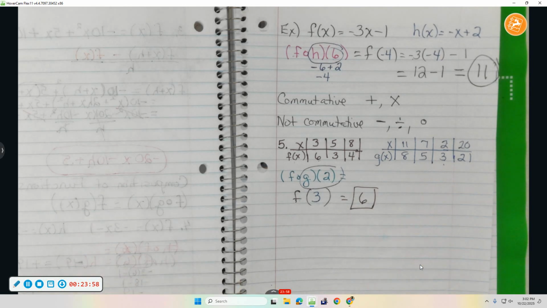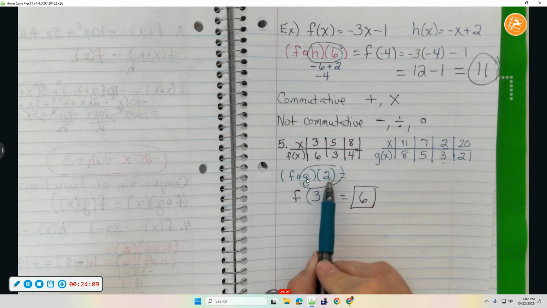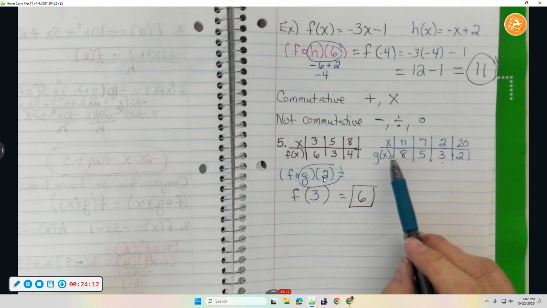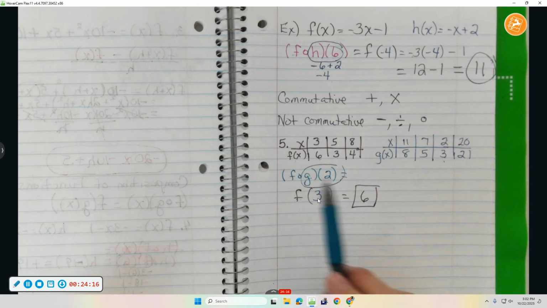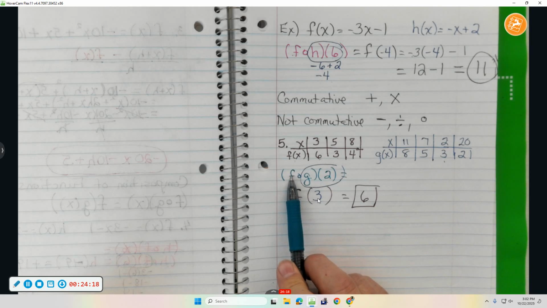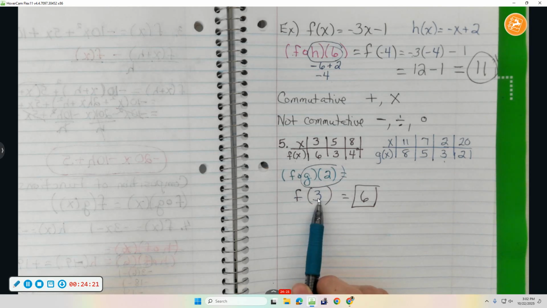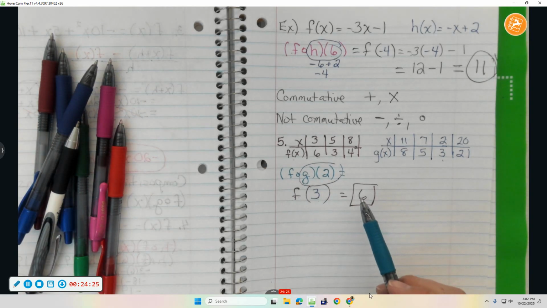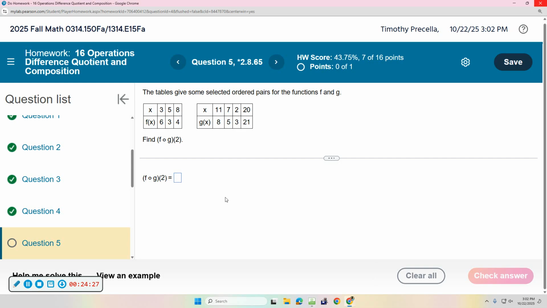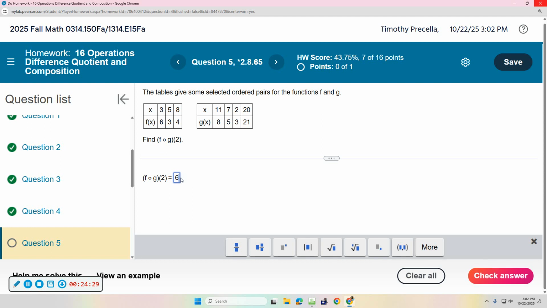There's just not a lot of scribble work to show here. Writing to show how I'm doing. So let me just say it again. I look at the table g to find g of 2. Here's the table g. g of 2 is 3. Then look at the table f to find f of 3. f of 3 is 6. Okay, type that in.